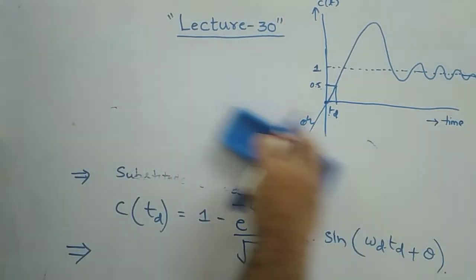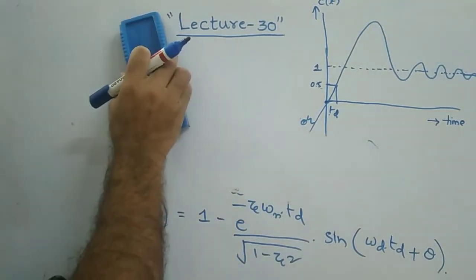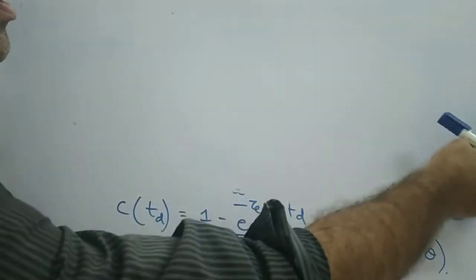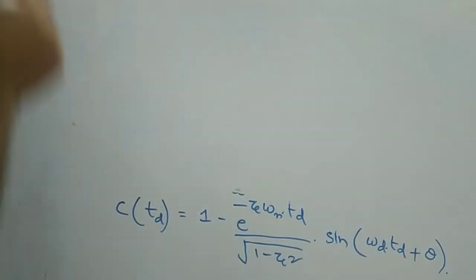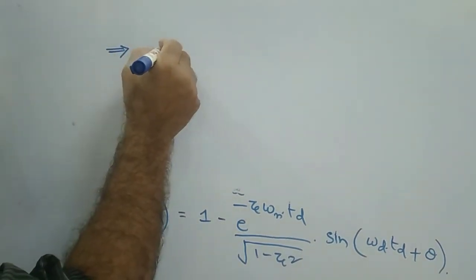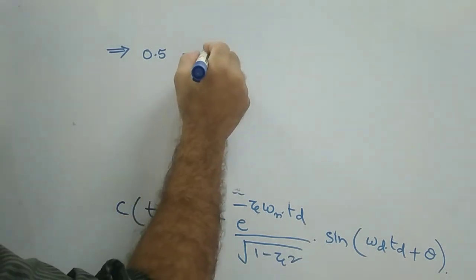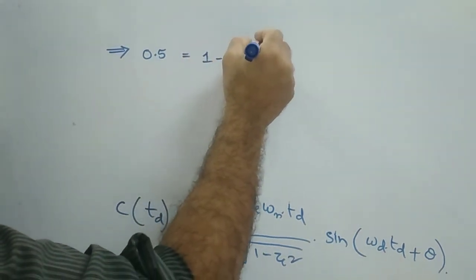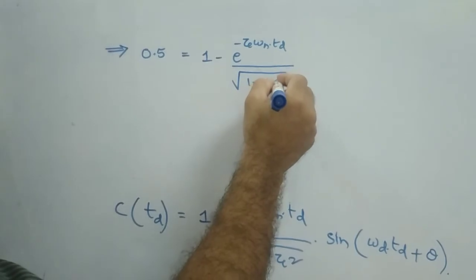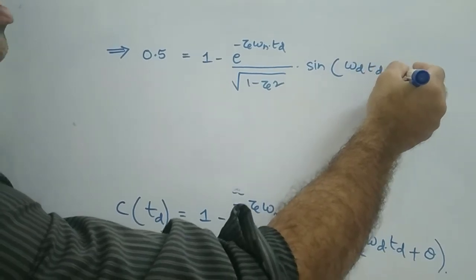Now, if you substitute that, I can remove this because you are already familiar with it. So C of td is nothing but 0.5, because the response becomes 50%. It is the response basically. Then 1 minus the remaining as it is, e power minus zeta omega n td under square root of 1 minus zeta square into sine of omega d td plus theta.